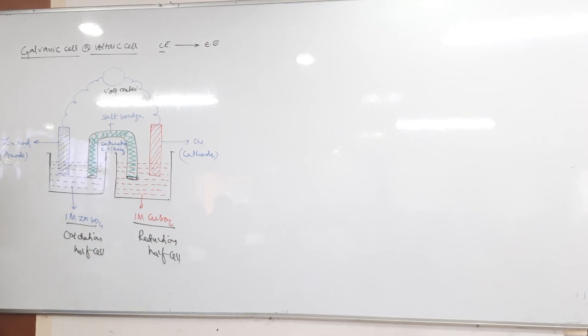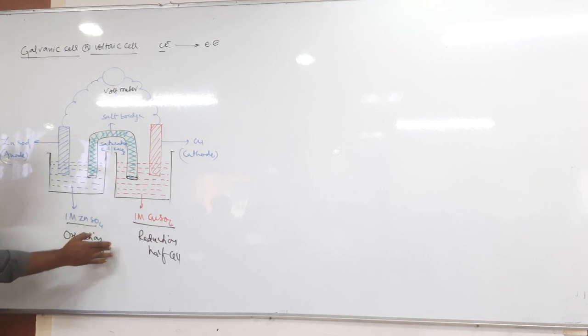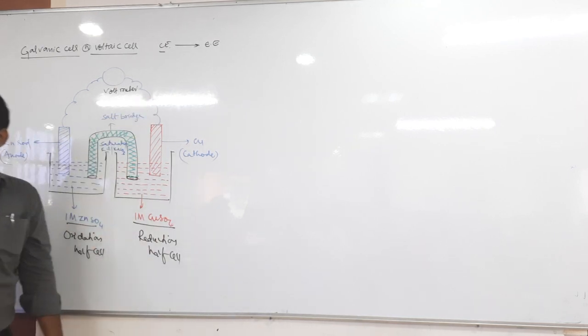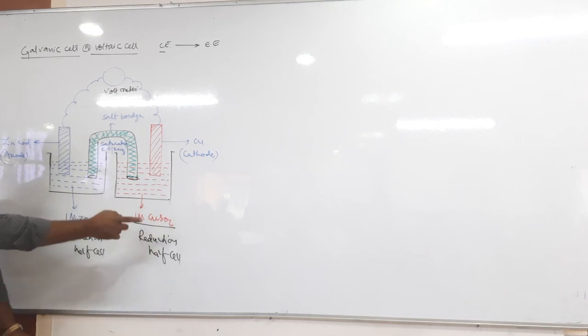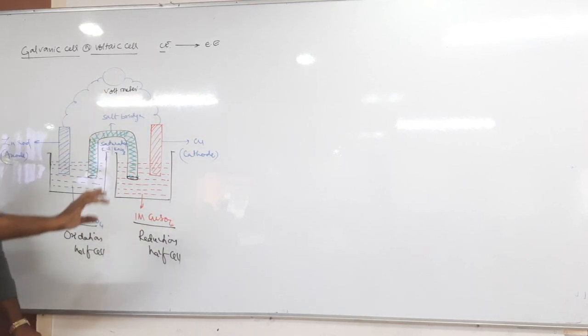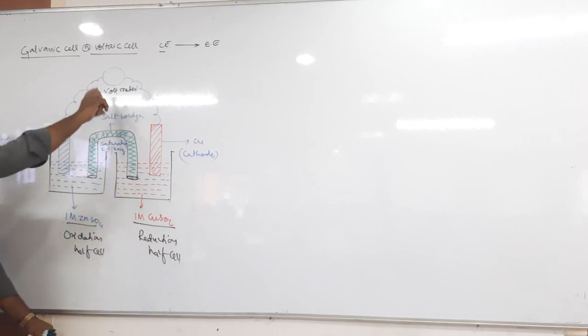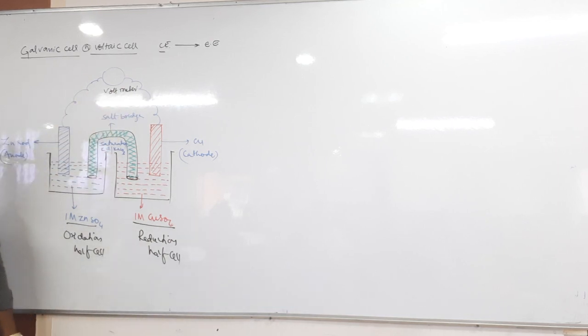Listen once again. What is the construction of Daniell cell? Only 2-3 points. One, Daniell cell consists of two half cells, one is the oxidation and the second is the reduction half cell. In oxidation half cell, a zinc rod is placed in 1 molar zinc sulfate solution. In reduction half cell, a copper rod is placed in 1 molar copper sulfate solution. Both half cells are externally connected through the voltmeter and internally connected through the salt bridge. When the circuit is completed, there is a flow of current and flow of electrons in the circuit.